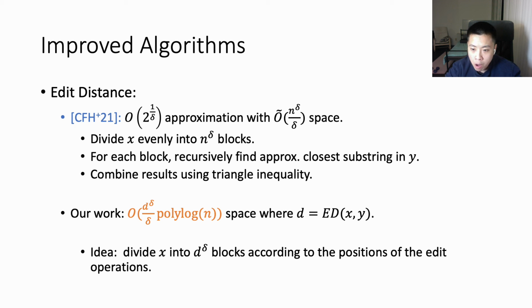In our work, we improve the space complexity to roughly d to the delta over delta, where edit distance is equal to d. The main idea is that instead of dividing X evenly, we divide X into d to the delta blocks according to the positions of edit operations.